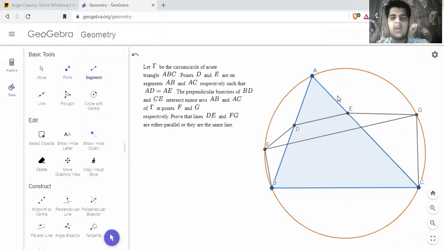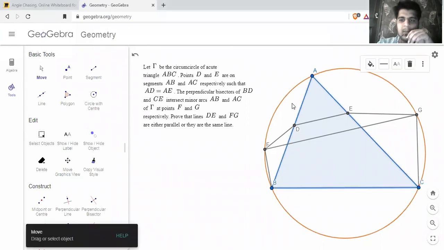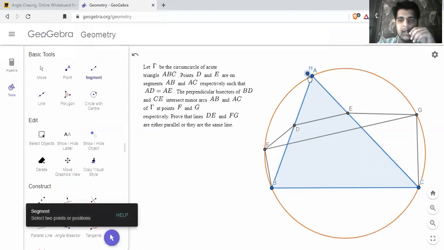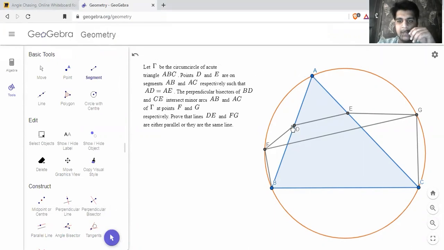So this is the 5th problem and the last one of the lecture. This is ISL 2018 G1 and it was also IMO 2018 P1. The question says gamma is the circumcircle of acute triangle ABC. So this is gamma, the orange circle. Points D and E are on segments AB and AC such that AD and AE are equal. Basically, AD and AE, these two things are equal.